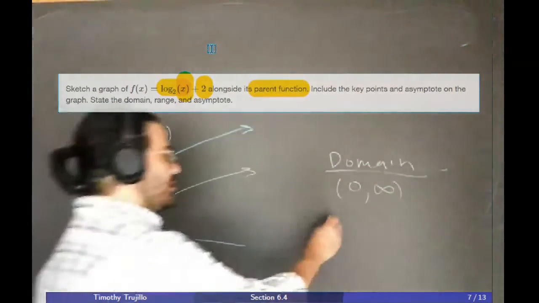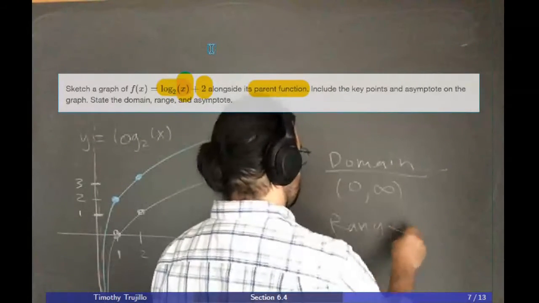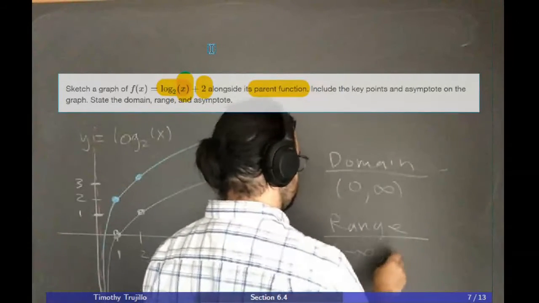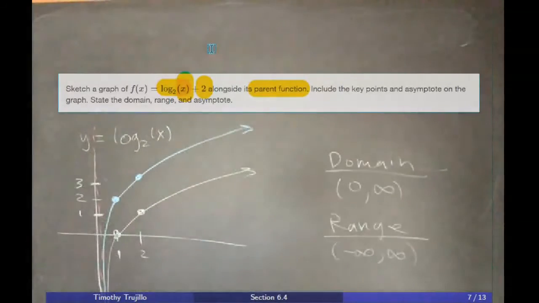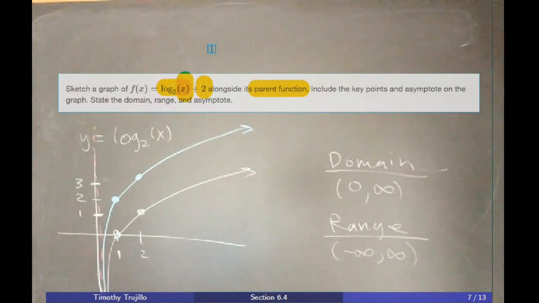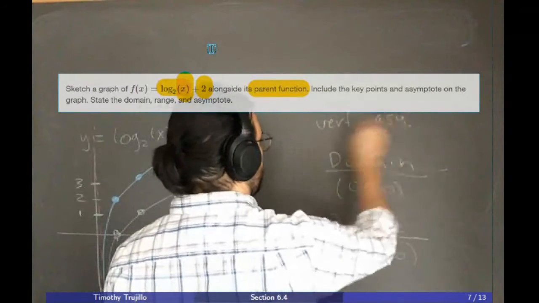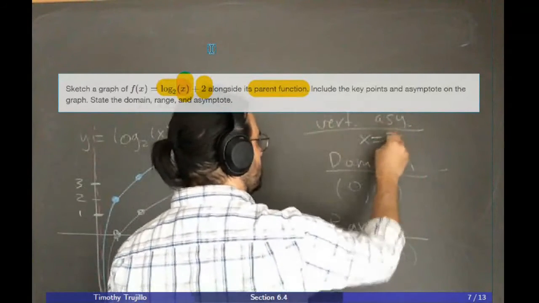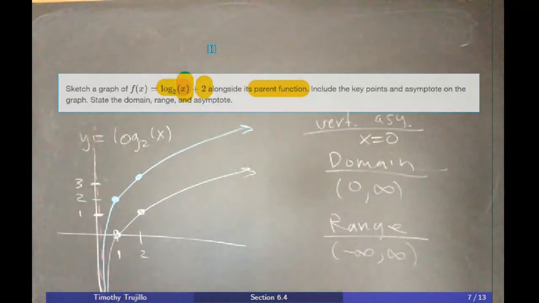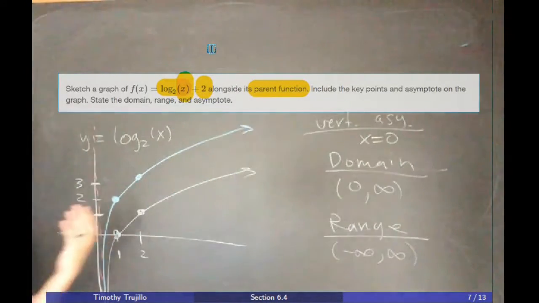Okay, and then the range, because it is the inverse of an exponential function, is negative infinity to infinity. And again, that's just a reflection of the fact that it goes all the way down here to negative infinity and then all the way up to positive infinity. So it goes through all possible y values. And then the vertical asymptote was here in red. So this vertical asymptote is at x equals 0. Okay. And the last one that we had was at x equals -4.